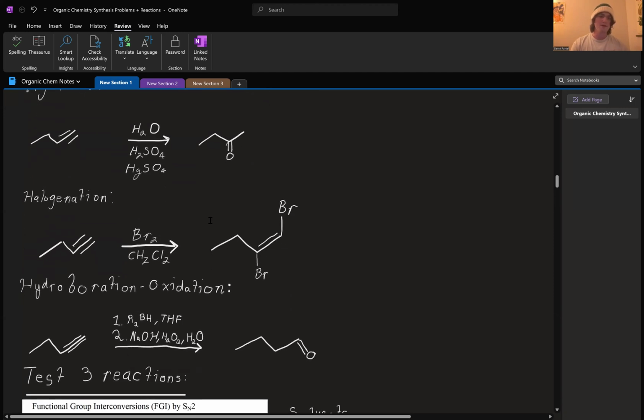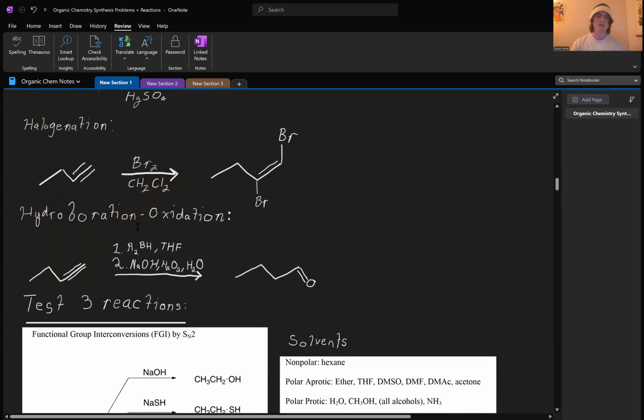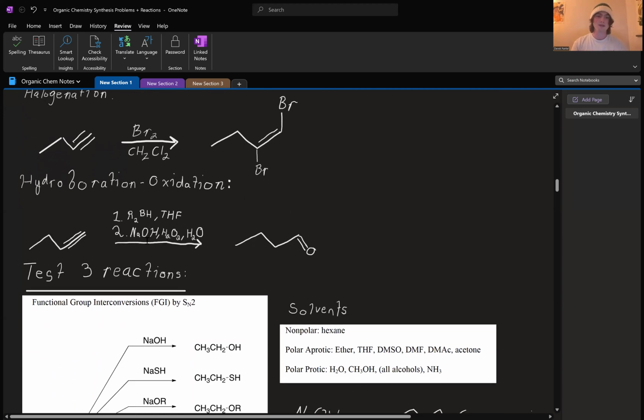And then we're just going to go to hydroboration oxidation, and come back to halogenation. Hydroboration oxidation follows a very similar principle, almost the exact same reagent, just R2BH instead of BH3, with an alkyne to create an anti-Markovnikov addition of a carbonyl group.